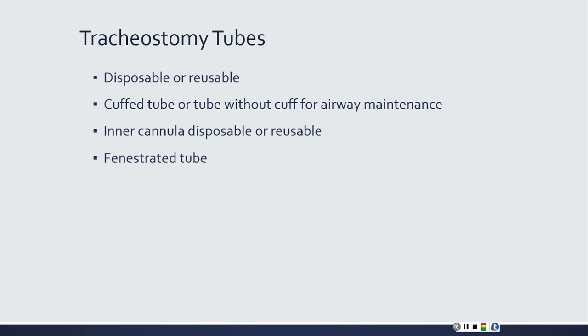You've also got inner cannulas that are disposable or reusable, and you'll see that in the lab. With some, you take the inner cannula out, clean it, and put it back in. Then you've got some that are disposable. You take it out, throw it away, and put a new one in. It just depends on the type of the trach.